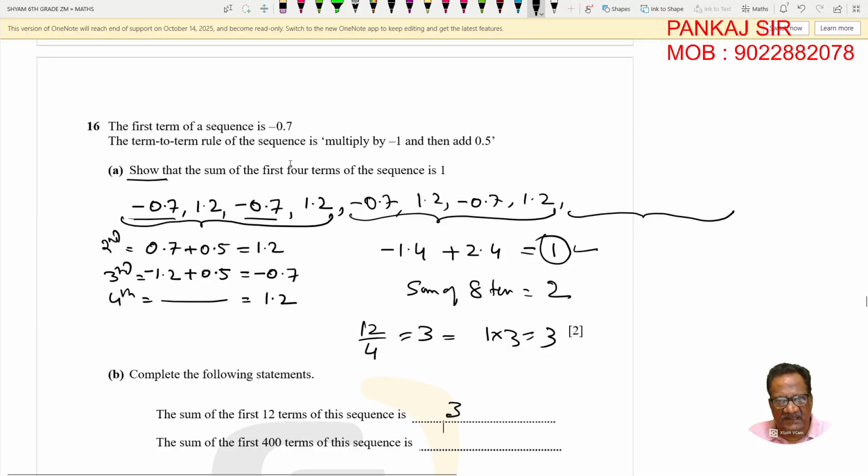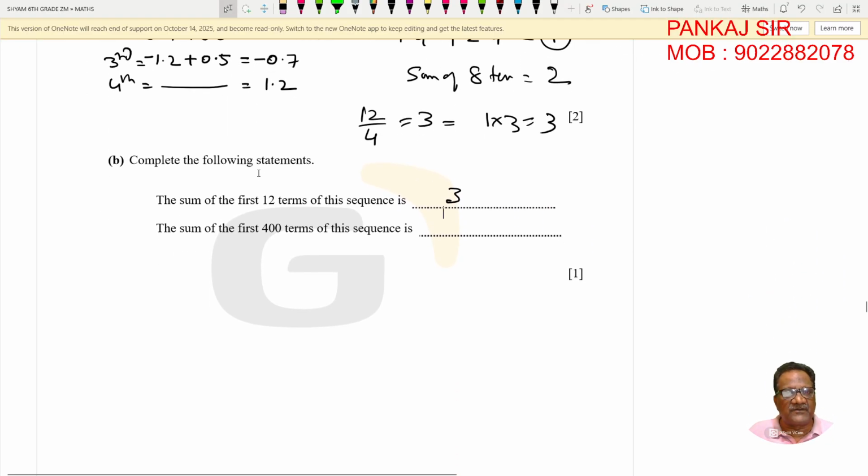Same way, if they ask you what will be the sum of the first 400 terms, same logic. Because the total number of terms is 400, I am going to divide by 4. 400 divided by 4 will be 100. So I'll be getting 100 such sets.